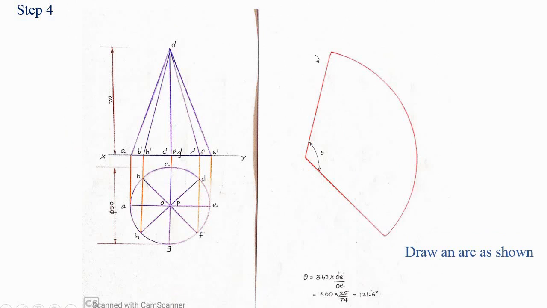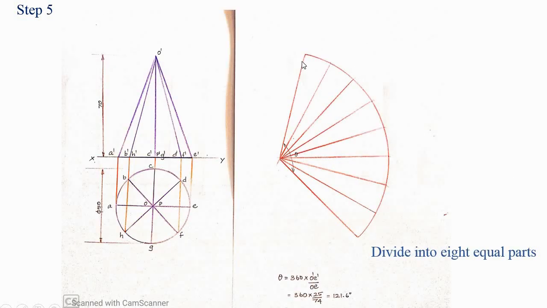Now in the next step, you have to draw the arc connecting these two lines. So placing the compass here, you draw the arc as shown in the figure. In the next step, you have to divide that particular sector into 8 equal parts. There are two methods to divide. One method: having a total angle of 121.6, 8 equal parts means 121.6 divided by 8. So you will get the angle of a small sector. You can measure that individual angle and divide.